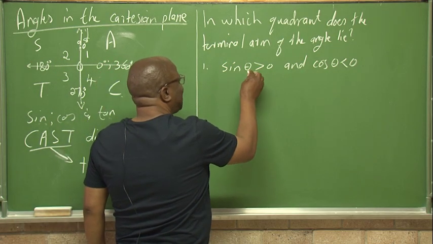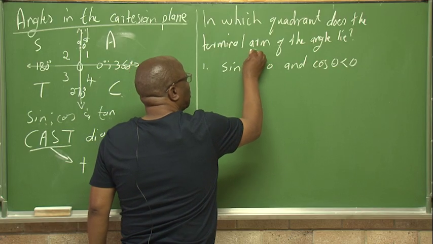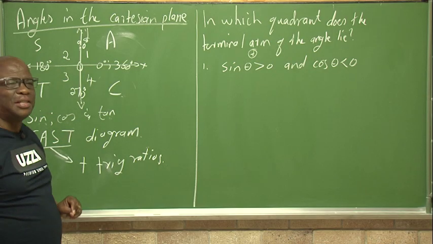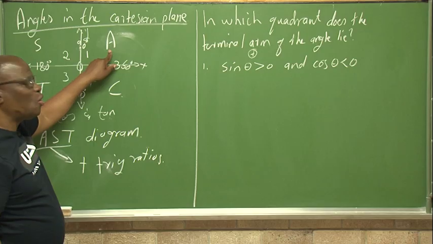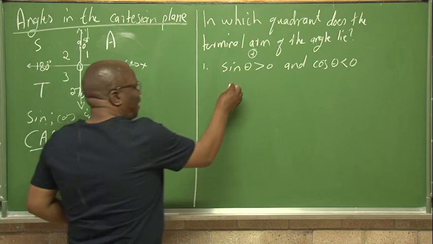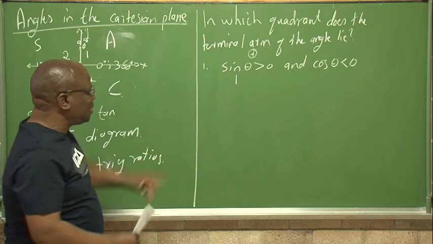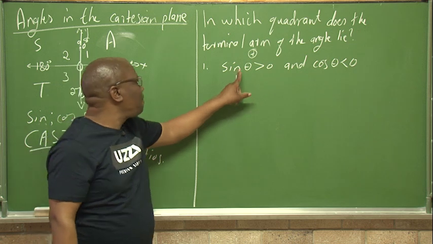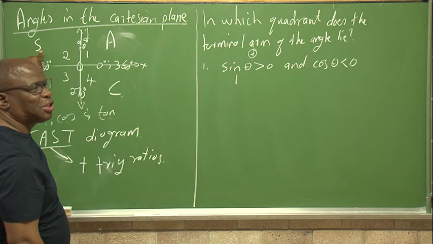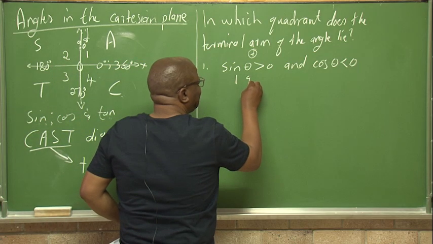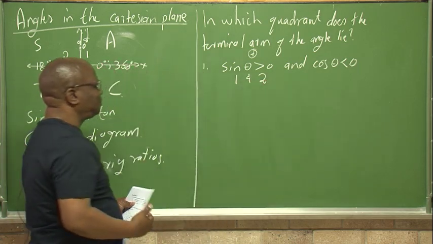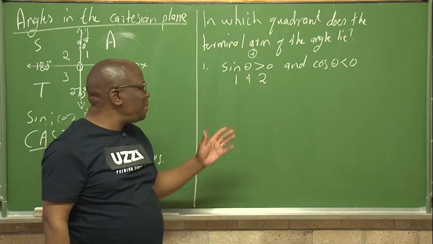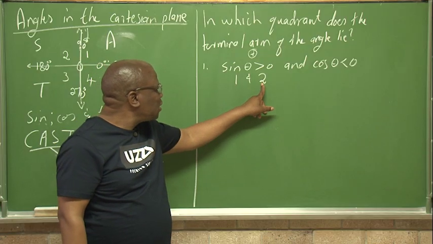Greater than 0 means positive. You go to your CAS diagram. Where is sine positive? In the first quadrant, all three ratios are positive, so sine will be positive in the first quadrant. In the second quadrant, sine is also positive. So sine theta greater than 0 is the first and second quadrant. The terminal arm may either be in the first or second quadrant.